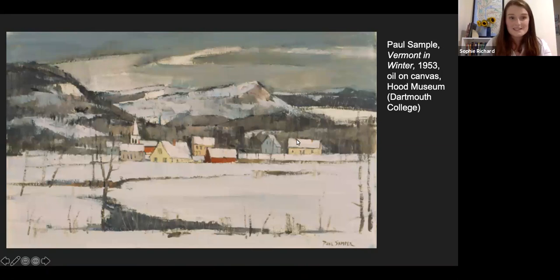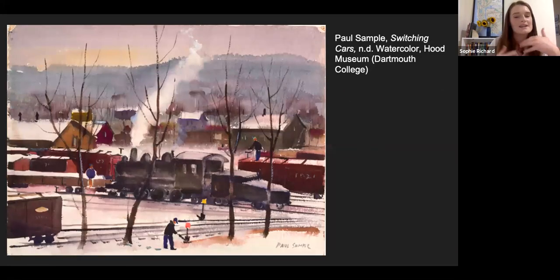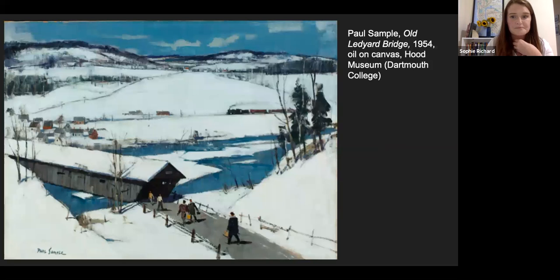This one is slightly similar to the last one we saw, but still you feel that Paul Sample is receding a bit. He's letting nature overcome the scene. There are no people in this scene now. This one, again, he goes back, he enjoyed trains quite a bit, so he puts in that detail. This is a quick study that he did in watercolor. So it's interesting to compare medium and how that changed his subject matter. And then this one of the Ledyard Bridge, more people, the train is included, there's a little bit more activity.